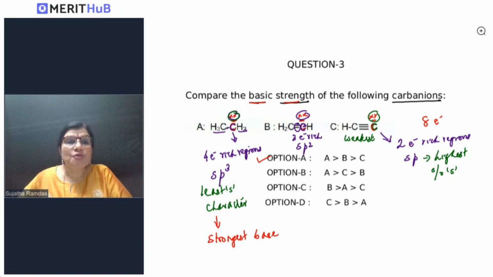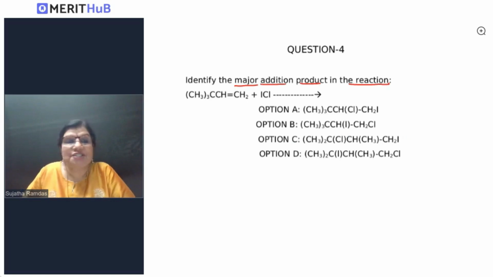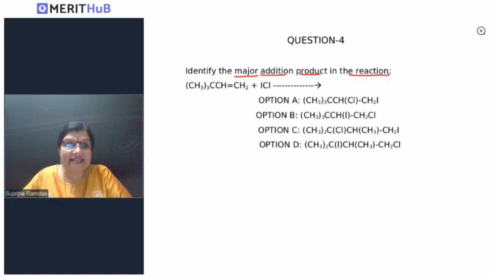So now let's move on to question number 4. Let's have a look at question number 4. Identify the major addition product in the reaction. You are given an alkene reacting with ICl. 4 options have been given here.